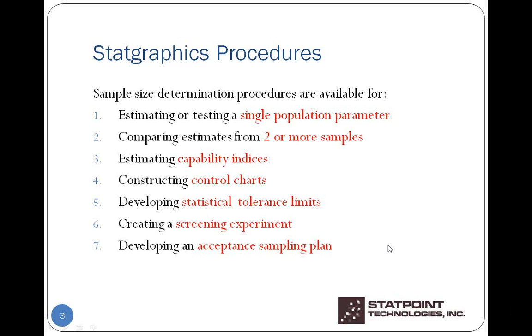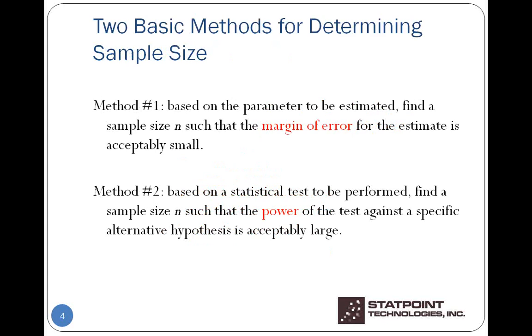Now, as I said, I'm going to be showing you an example of each of these procedures as we go through here today, hoping that by showing you examples, you'll be able to see what might be applicable for what you need to do. Now, when we talk about determining sample size, there are two basic methods. The first method, which I'm going to call the margin of error method, is based on estimating a parameter. You know, if I'm going to go in, for example, estimate a mean, estimate a proportion, estimate a standard deviation, something like that.